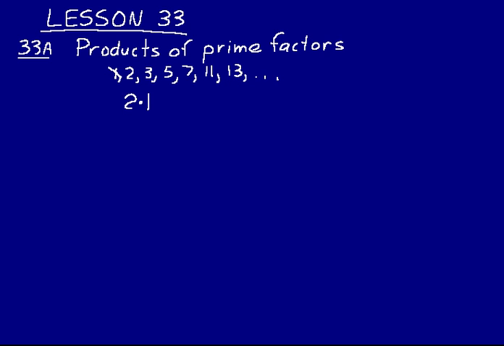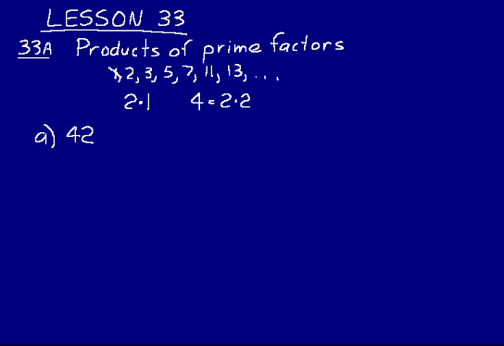Now 4 is not a prime number, but we can break 4 into a pair of prime factors. 4 is the same thing as 2 times 2. Remember, factors are just numbers that are multiplied by another number. Prime factors would be prime numbers that are multiplied by another prime number. So in this lesson, they'll give you a number and they want you to break it into its product of prime factors.